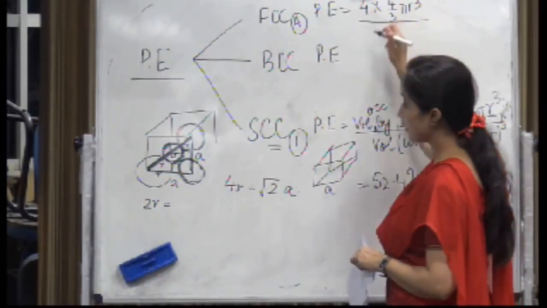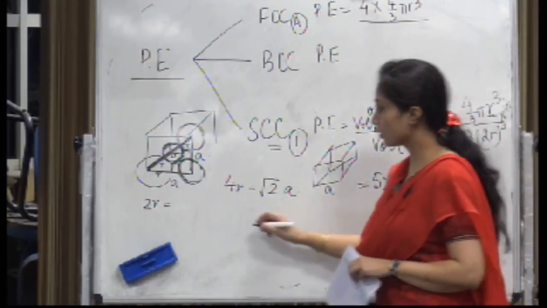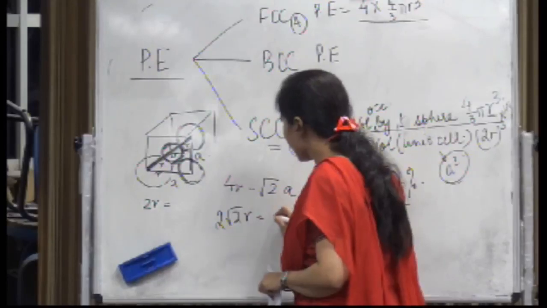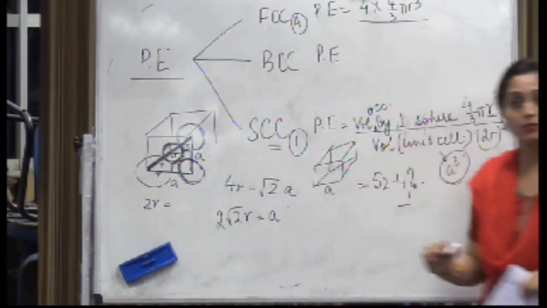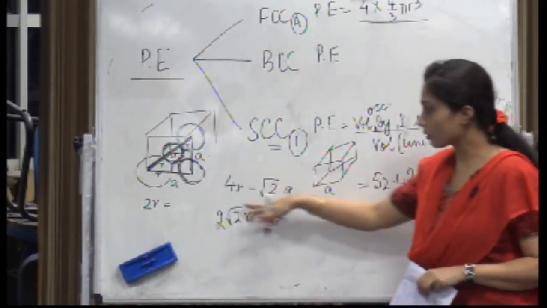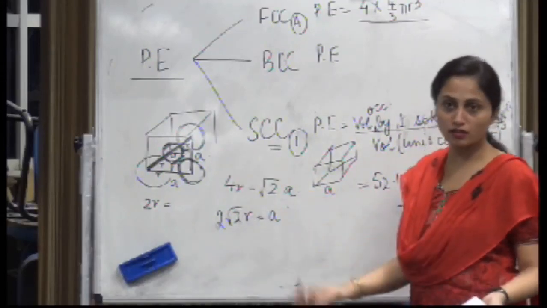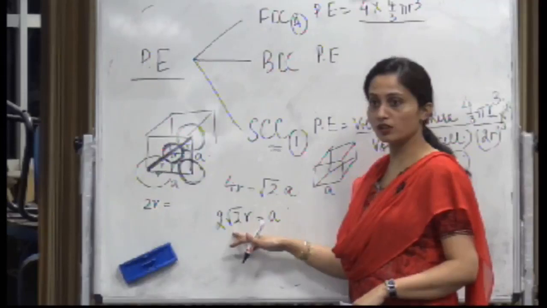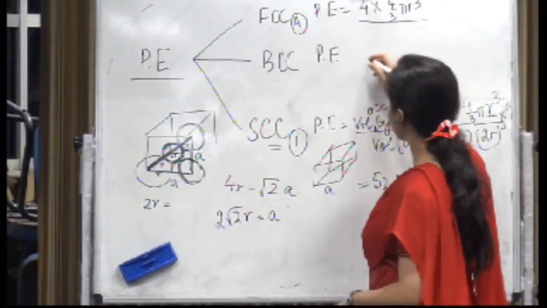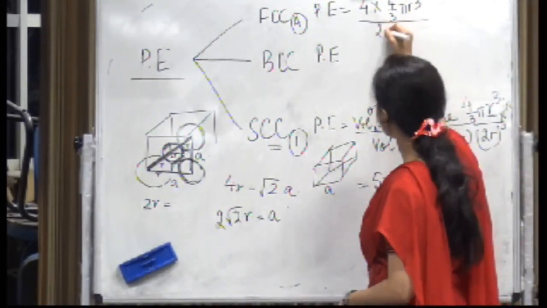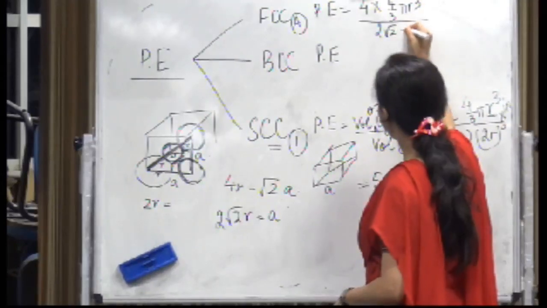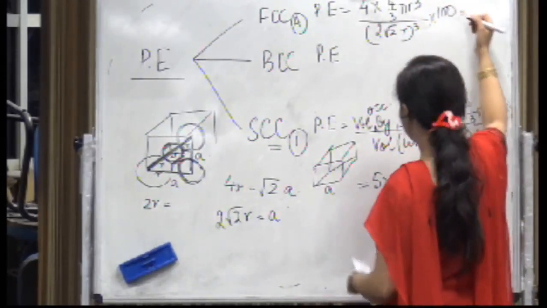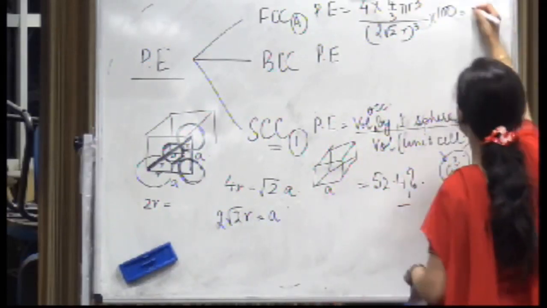cube. Now what is your A? That is equal to 2 root 2 r. And how do you get 2 root 2 r? Because you take root 2 on the other side and then multiply numerator and denominator with 2, the 2 gets cancelled and you have root 2 in the numerator. So you have A equal to 2 root 2 r. So the denominator will be (2 root 2 r) whole cube into 100, and this will be around 74%.